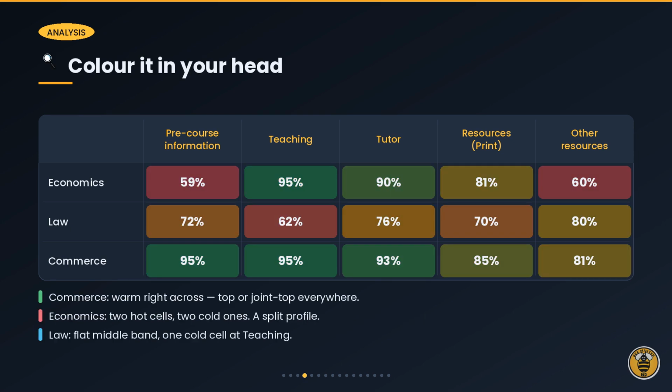Now color the cells by value, and the story appears instantly. Commerce, the bottom row, is warm all the way across. Economics is split, 2 very high figures and 2 low ones. Law sits in the middle almost everywhere, with 1 cold cell at teaching. Do this in your head before you write a single word.